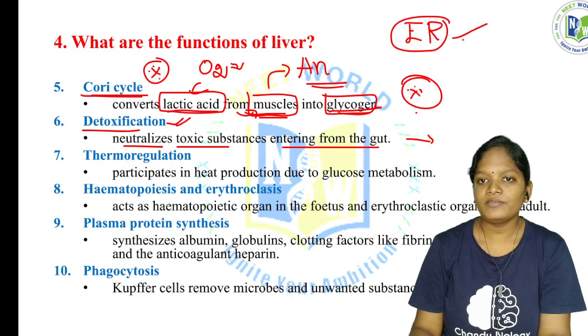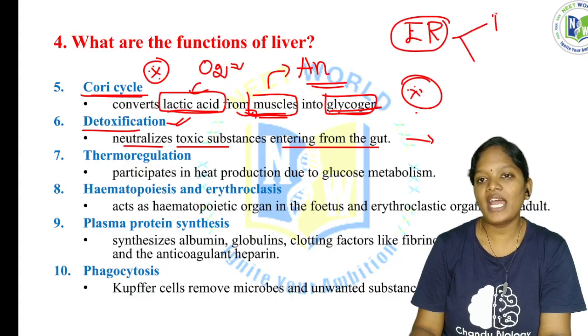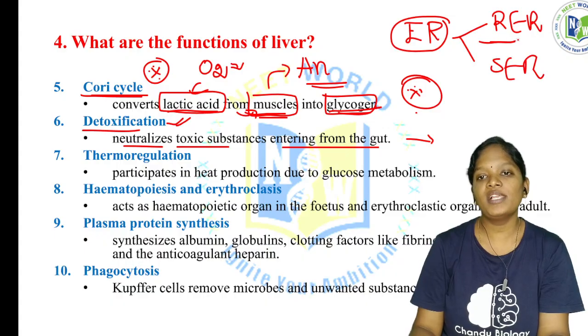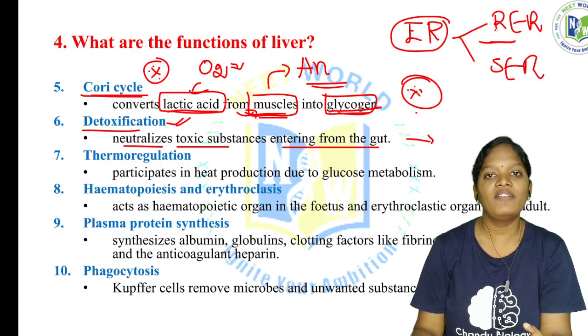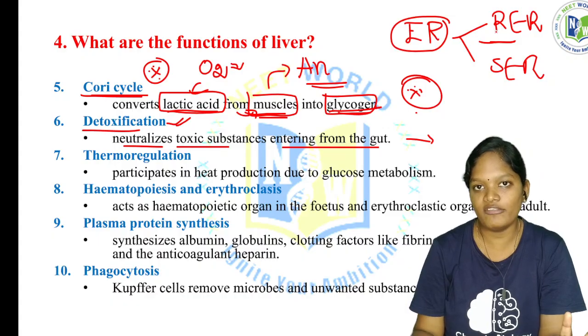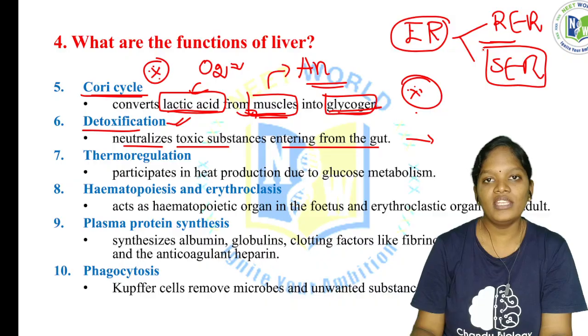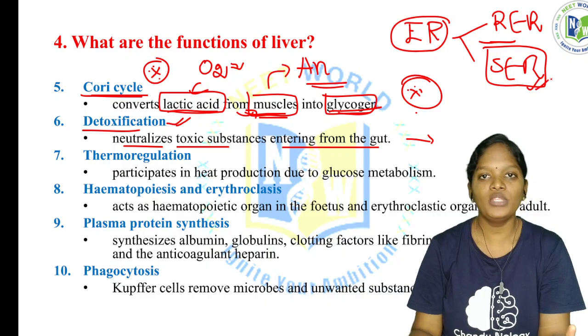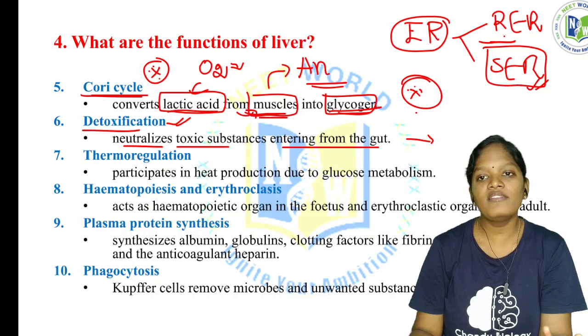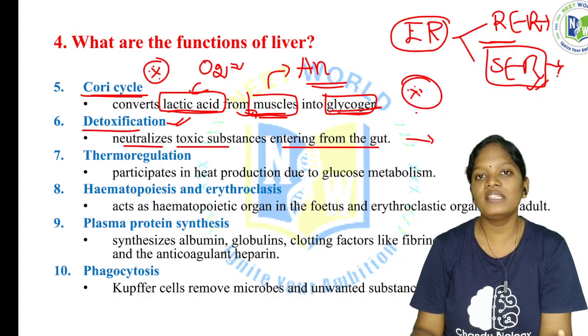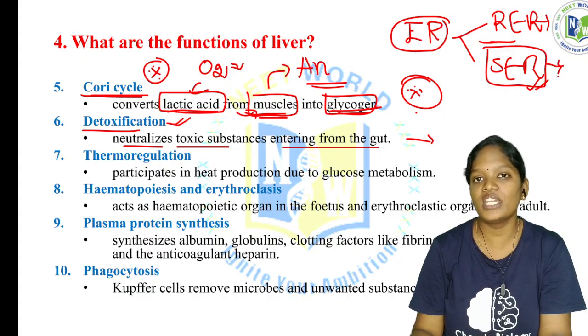Okay, in the endoplasmic reticulum, we have the rough endoplasmic reticulum and the smooth endoplasmic reticulum. If the endoplasmic reticulum has ribosomes, we call it the rough endoplasmic reticulum. If it does not have any ribosomes, we say it is a smooth endoplasmic reticulum. The function of the rough endoplasmic reticulum is the synthesis of proteins. The functions of the smooth endoplasmic reticulum are the synthesis of lipids and the detoxification process.